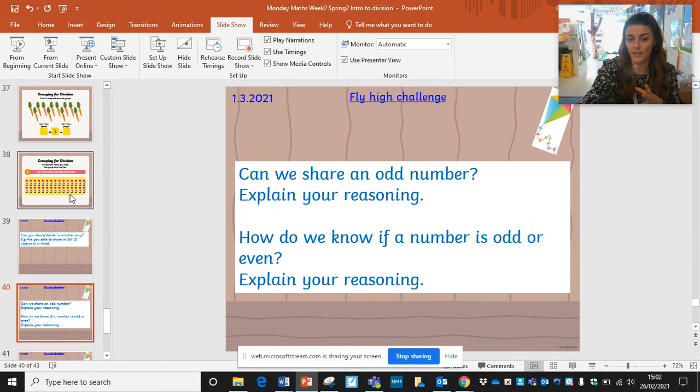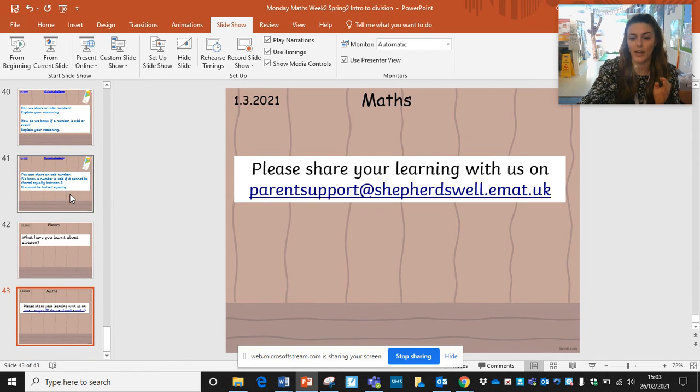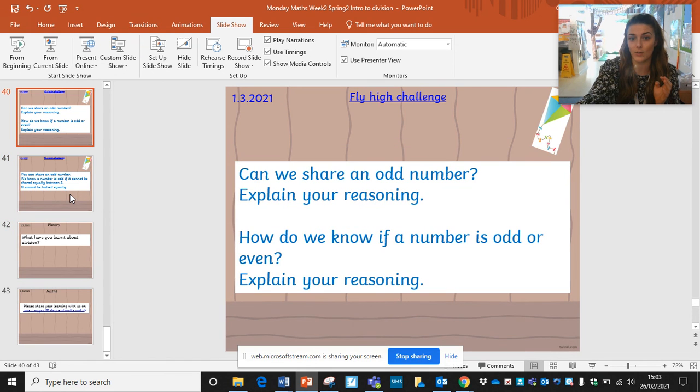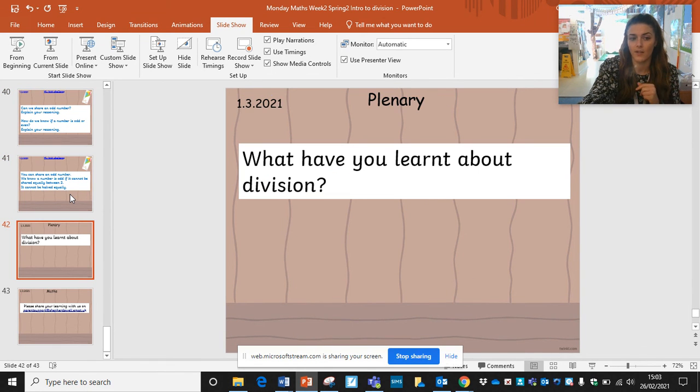And then on the slide after that, once you've thought about that, there is the answer, but I will flip past that. Okay, and then you can have a look on the PowerPoint when you access it yourselves at home. The answer. Then to end the lesson, it's just a plenary. So that's just rounding up your learning from today. And can you talk to somebody or write about what you've learned about division?